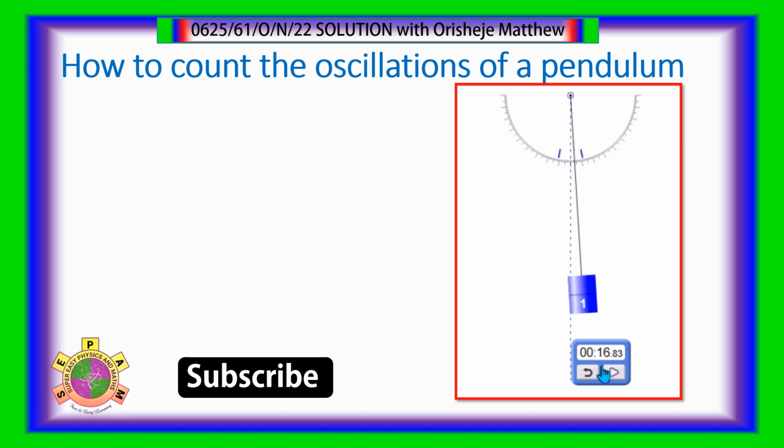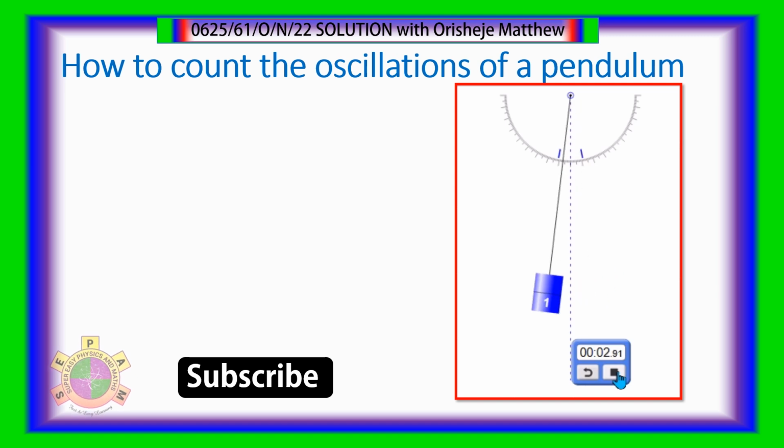So how long did it take to make 10 oscillations? That is 16.83 seconds. So that is how you do the counting. Can we count it a second time? Let's reset again and count. So let's go. This time 3, 2, 1, 0.